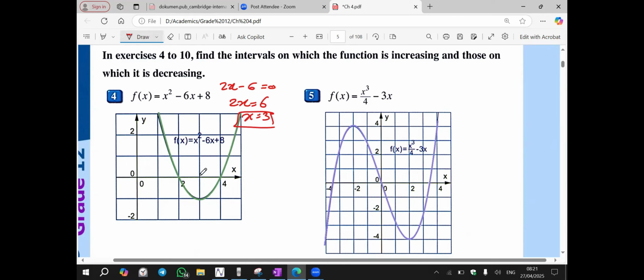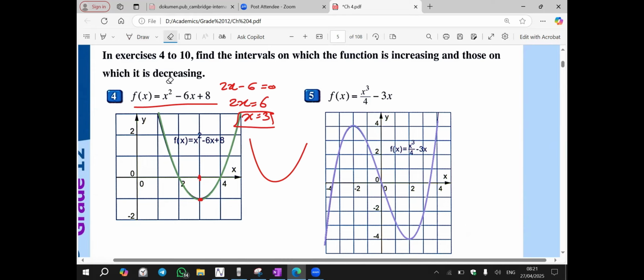Then if we look at the graph, we know at 3 there is a critical value. This critical value is a minimum. This graph is a positive quadratic, so the graph is going up. The critical value for such a case is directly a minimum.